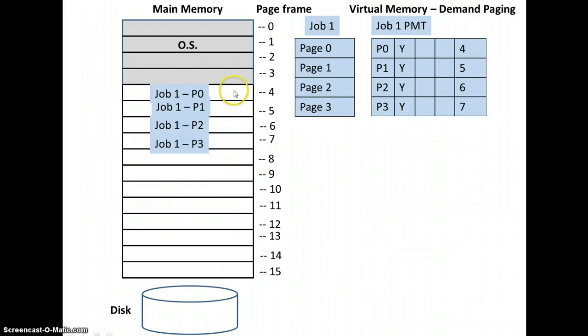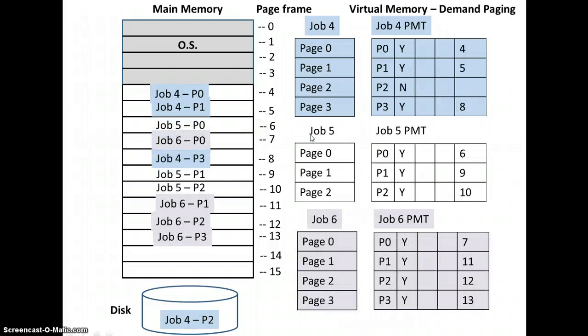Now, what will happen is, as jobs start and take up more pages, then jobs end and some pages free up. The other thing that will happen is if a page isn't referenced in a while, it will get removed from memory. So here's just a snapshot in time where there are three jobs running, job 4, job 5, and job 6. And as you can see, for one of the jobs, job 4, one of its pages is actually on the disk as opposed to memory.